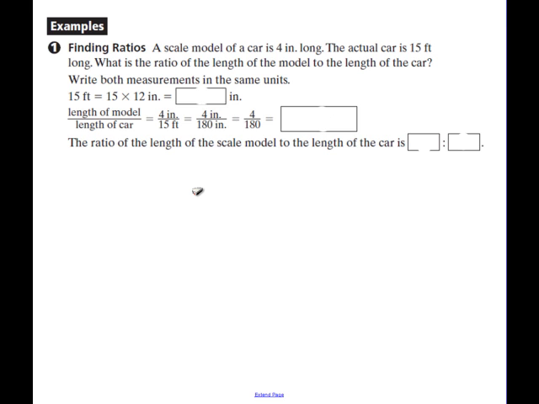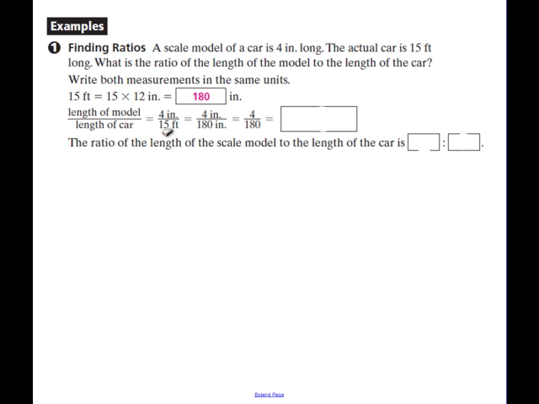If they said they just want the scale, then we could just say 4 inches to 15 feet, and that would be our scale. But the ratio of their lengths, whenever they ask for the actual ratio, then we need to get into the same units. So here they're going to take 15 feet, and then they're going to multiply by 12 inches. There's 12 inches in a foot. To get the total number of inches in the actual car, 180.